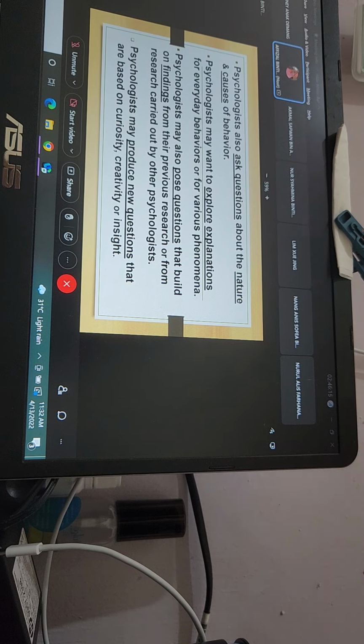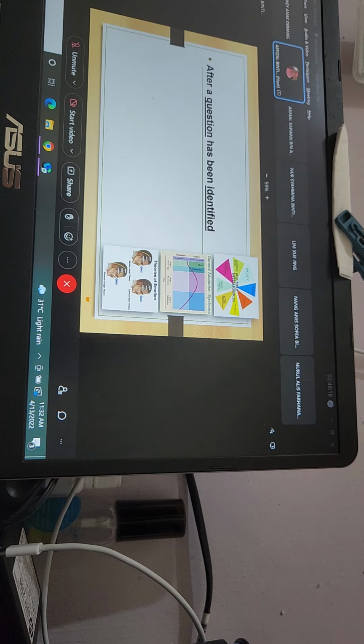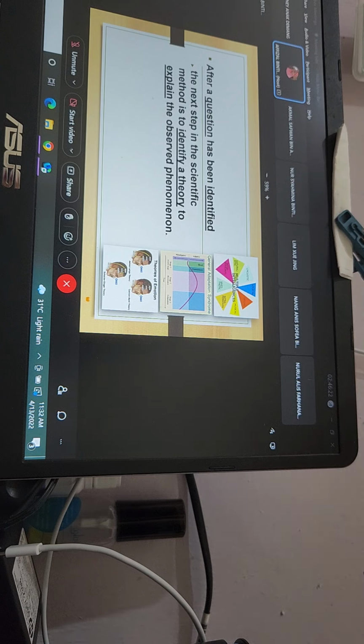Okay. After a question has been identified, you have the questions, things that you want to study. The next step in the scientific method is to identify a theory to explain the observed phenomenon. For example, I want to study the various intelligence aspects among kindergarten children. So you need to find the theory. The best theory to identify multiple intelligence is the theory by Howard Gardner.